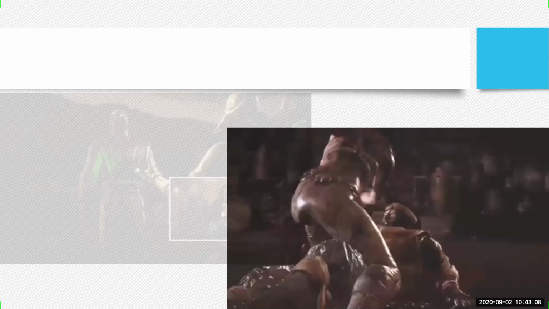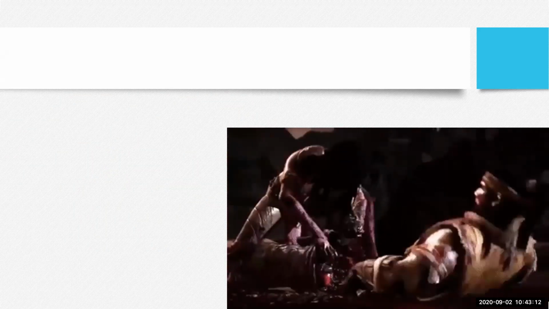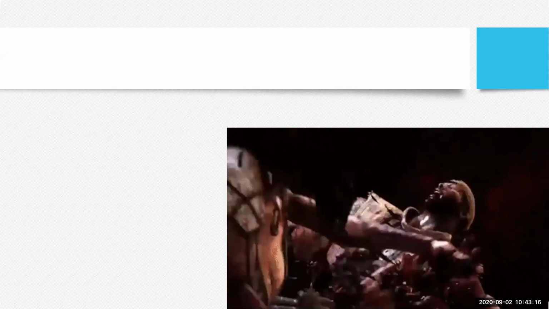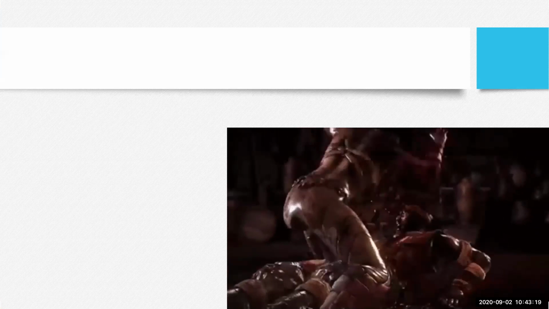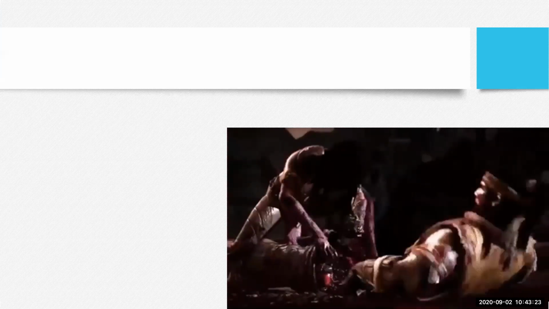How about this type of section here? What kind of section is this? Yeah, this is going to be a transverse section. Very good. Good, good, good.